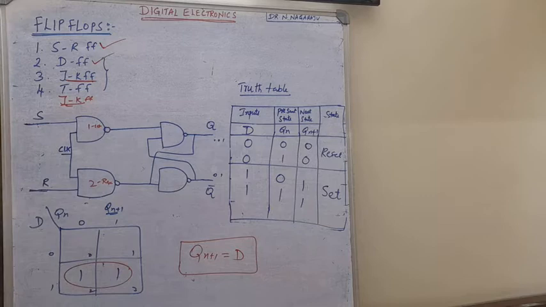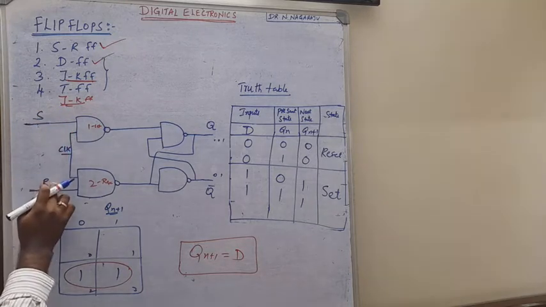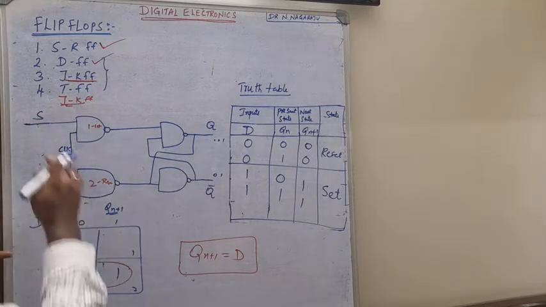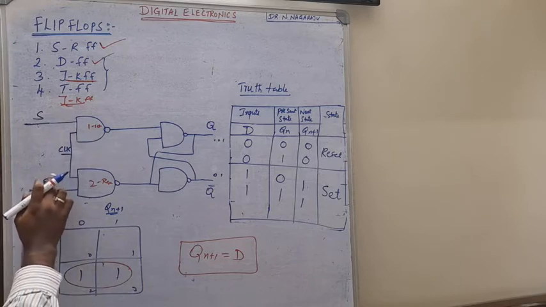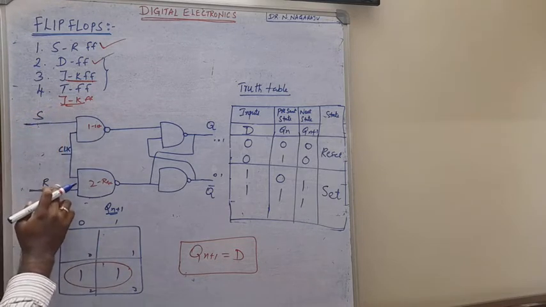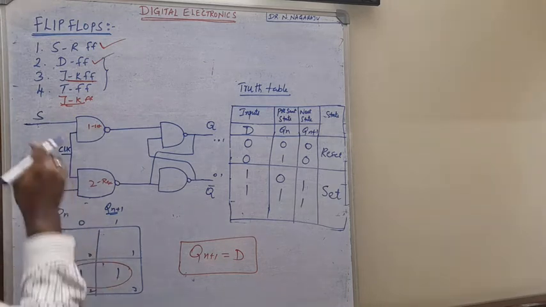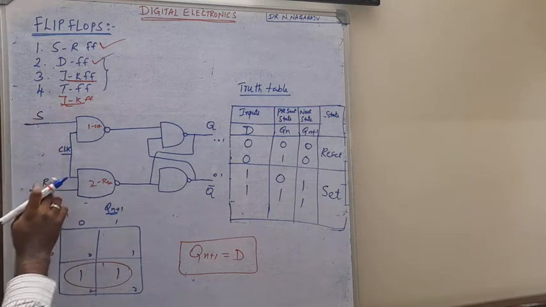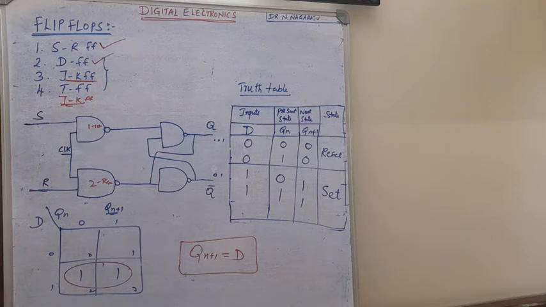So what I told here: when S is equal to 0 and R is equal to 0, there is no change state. S is equal to 0 and R is equal to 1, that is reset state. S is equal to 1 and R is equal to 0, that is set state. And S is equal to 1 and R is equal to 1, so that is what? Invalid state, right?